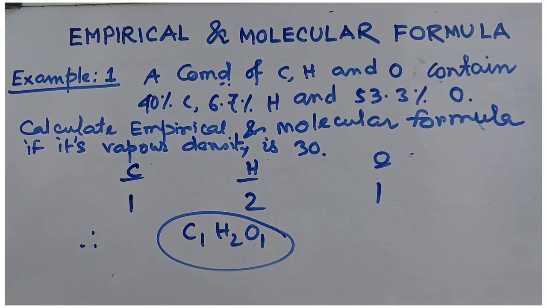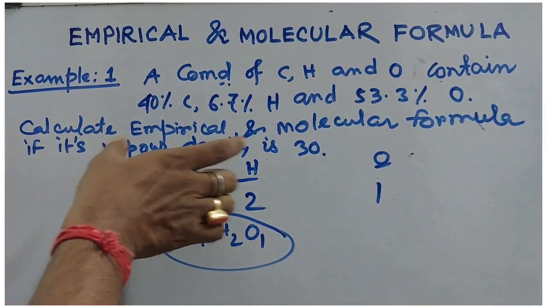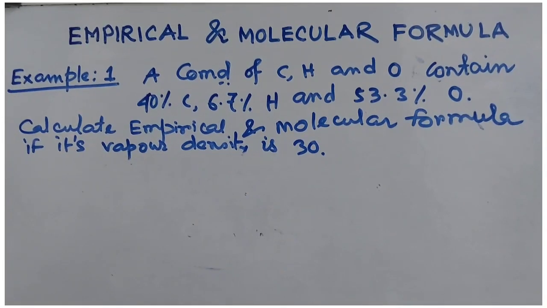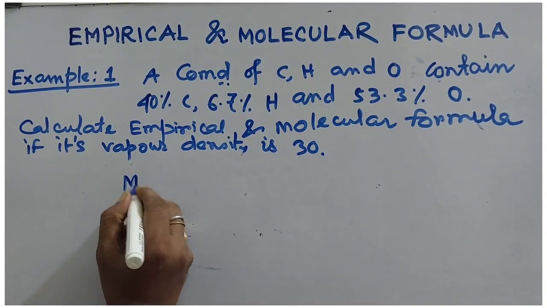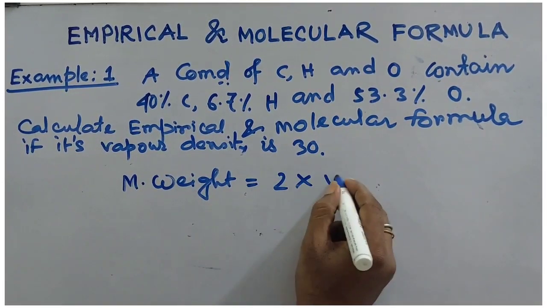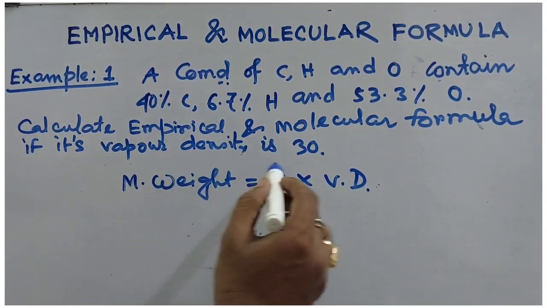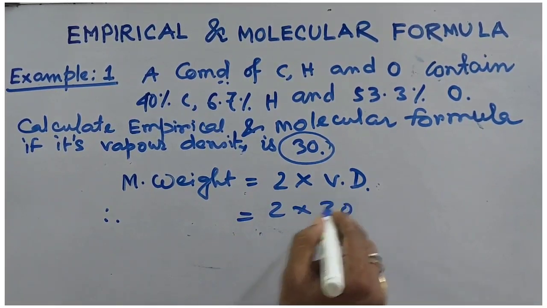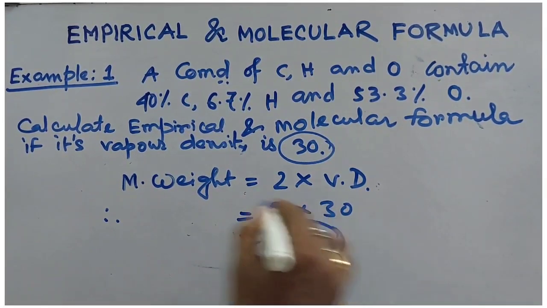Now one more part, that is the molecular formula, has to be calculated. For this calculation, another piece of information, the vapor density of that compound, which is 30, is needed. We know that the molecular weight of any compound is double its vapor density. As the vapor density of that compound is 30, therefore the molecular weight will be 2 into 30, that is 60. Okay.